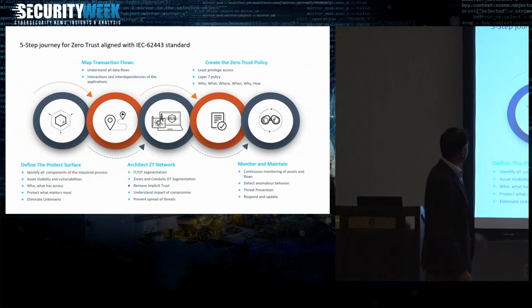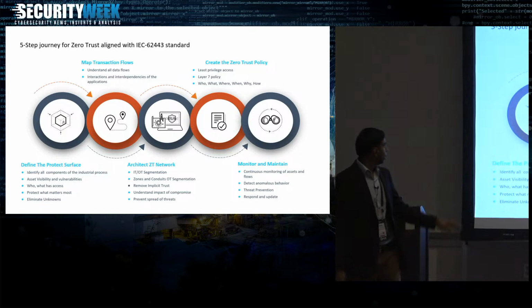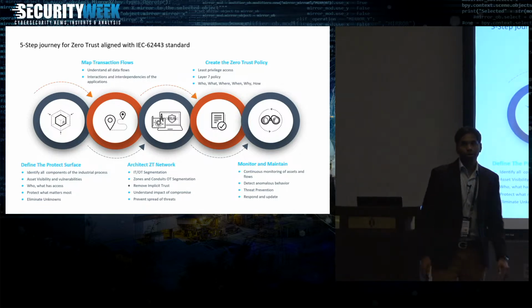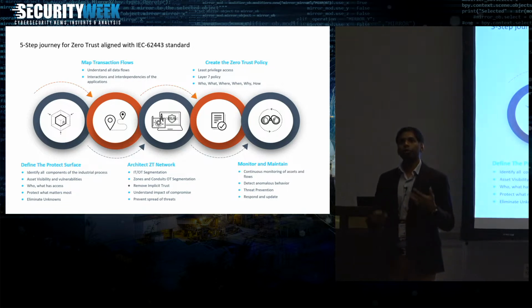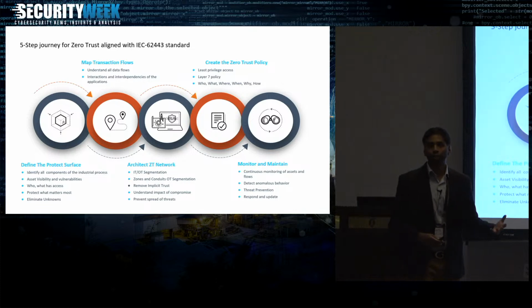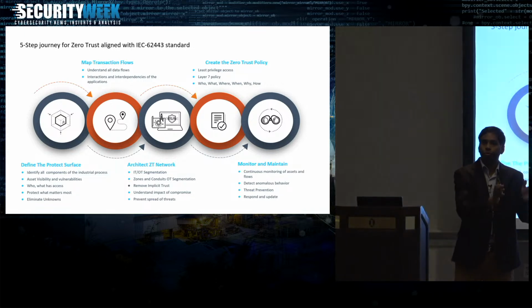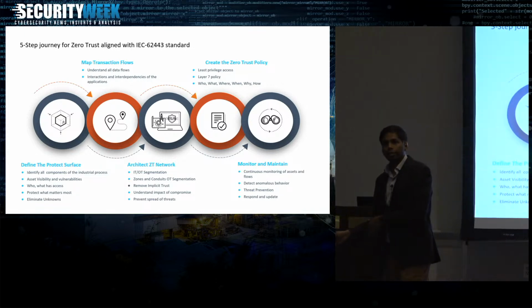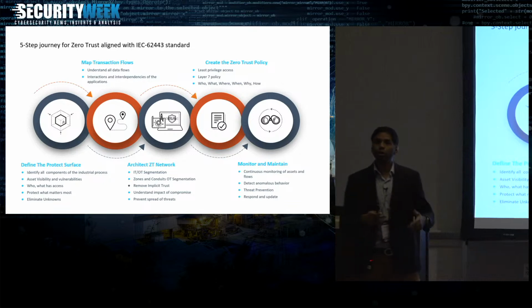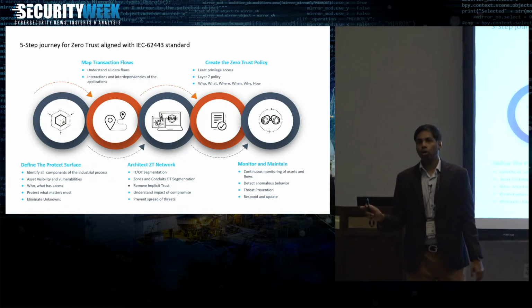So what are the 5 steps in the journey according to the IEC 62443? The major one is to define the protected surface, right? So what is a protected surface? It's mainly your OT assets. So you need to have the visibility of all your OT assets. That's the first thing. And then you need to map the transactional flows. That means any communication which is happening from the OT to the IT, or anything which is happening between the OT environments, you need to have the transactional flows so that you have that baseline of information.